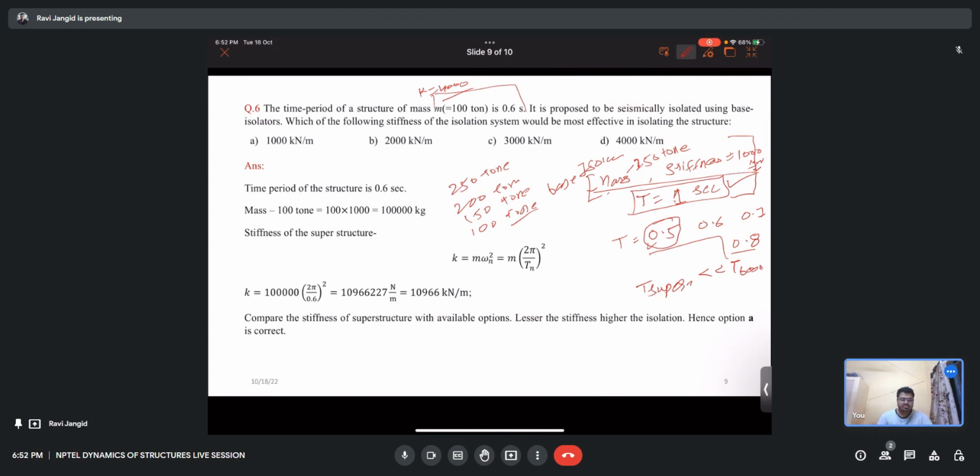So T is equal to 2 pi root m by k. If I increase the mass, my time period of the base isolated structure would be higher compared to 0.6, so that will give me the most effective isolation. So these kinds of questions you can solve with judgment.